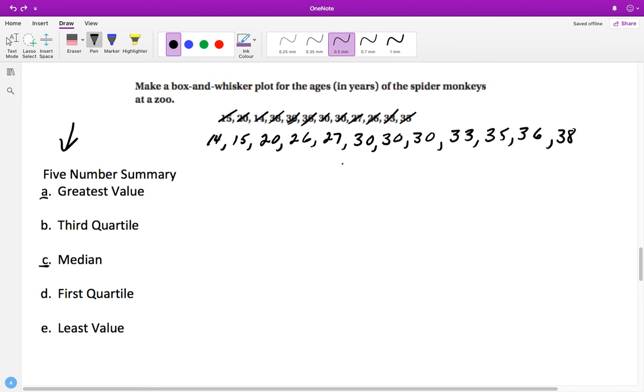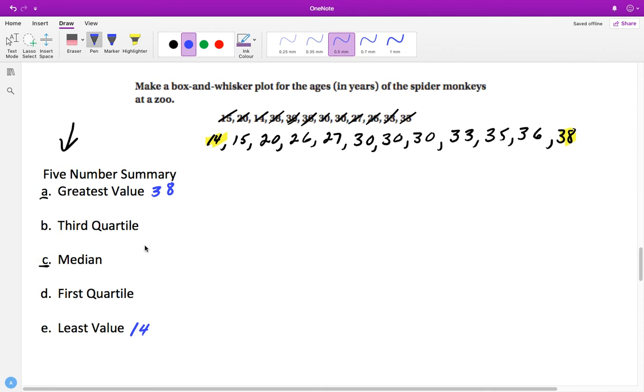All right, so here's our list from least to greatest. Now, it is really easy to fill in two numbers already. Our greatest value I know is already 38, so I'm going to go ahead and write 38 there, and then our least value I know is already 14. So right away, by doing this, I can fill in two of my 5-number summary immediately.